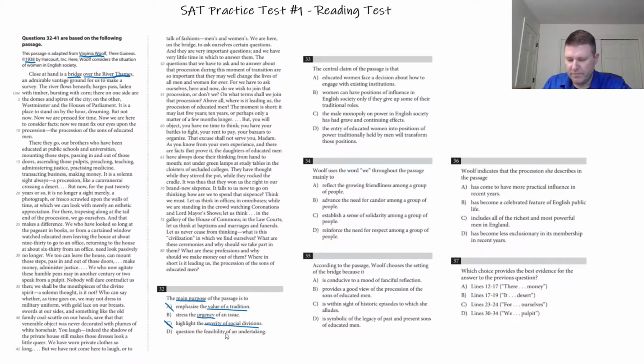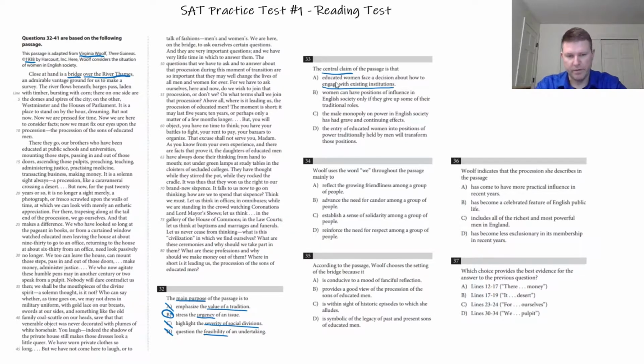And then if you look at D, question the feasibility of an undertaking. Feasibility is like doability, like is it possible, right? So is she questioning whether it's possible to undertake something? No, not quite. So you can chop D and we get B here. So for 33, the central claim of the passage is that, and we'll go through, educated women face a decision about how to engage with existing institutions. This is a really strong answer.